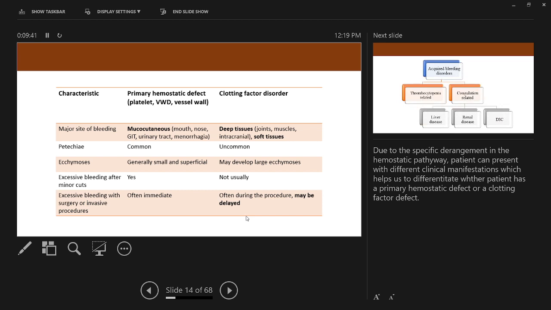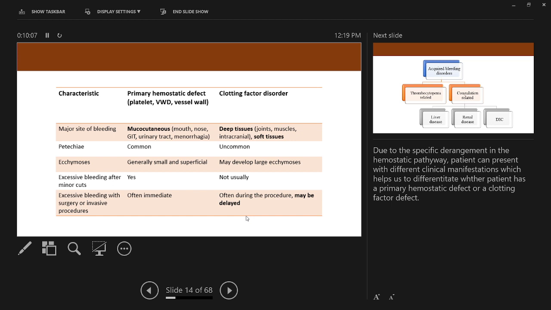Due to specific derangement in the hemostatic pathway, patients can present with different clinical manifestations, which helps us to differentiate whether the patient has a primary hemostatic disorder or a primary clotting factor disorder. A patient with a primary hemostatic disorder normally presents with superficial mucocutaneous bleeds, such as bleeding from mouth, nose, GIT, urinary tract, and menorrhagia, whereas clotting factor disorders usually present with deep tissue bleeds.